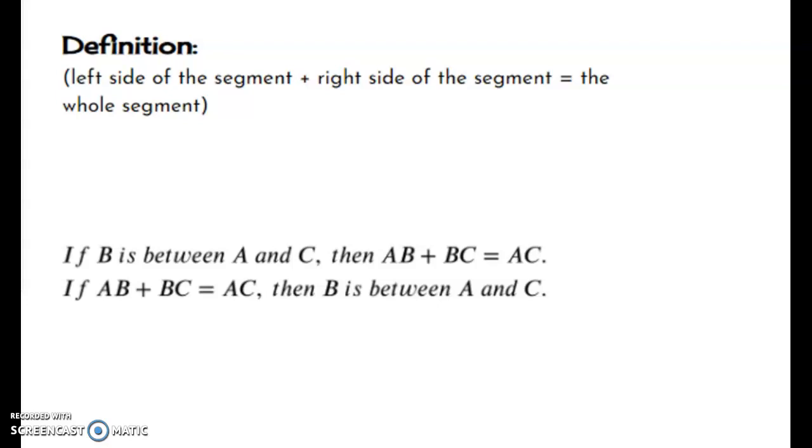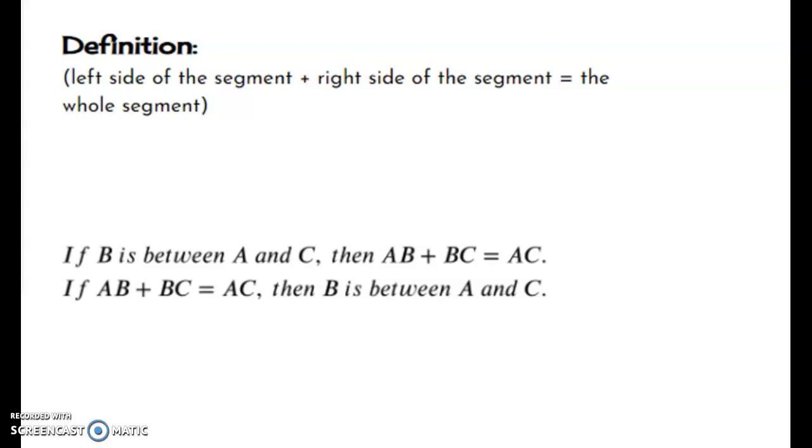Okay, we're going to start with our foldable. It's the one that says segment addition postulate, midpoint, and segment bisector. And today we're just going to do the top, the segment addition postulate. So inside, when you fold it in half, you open it up. On the top, inside, it says definition.